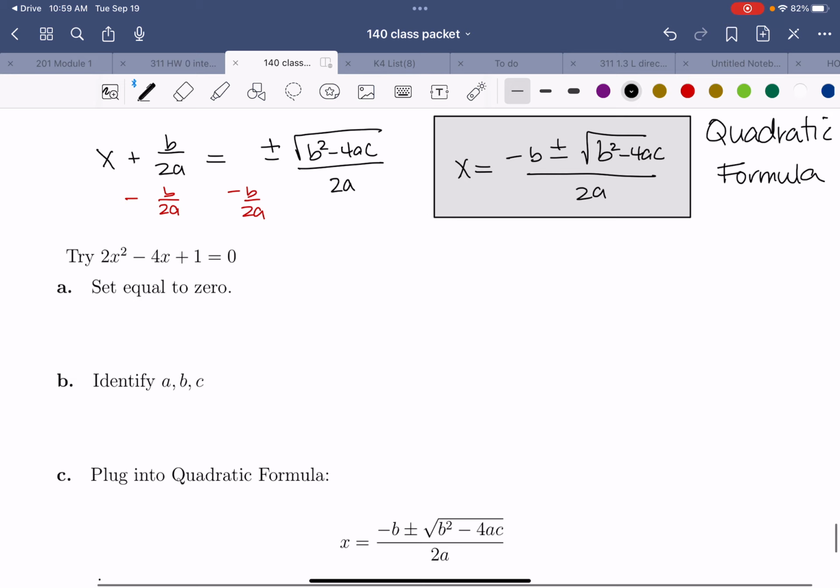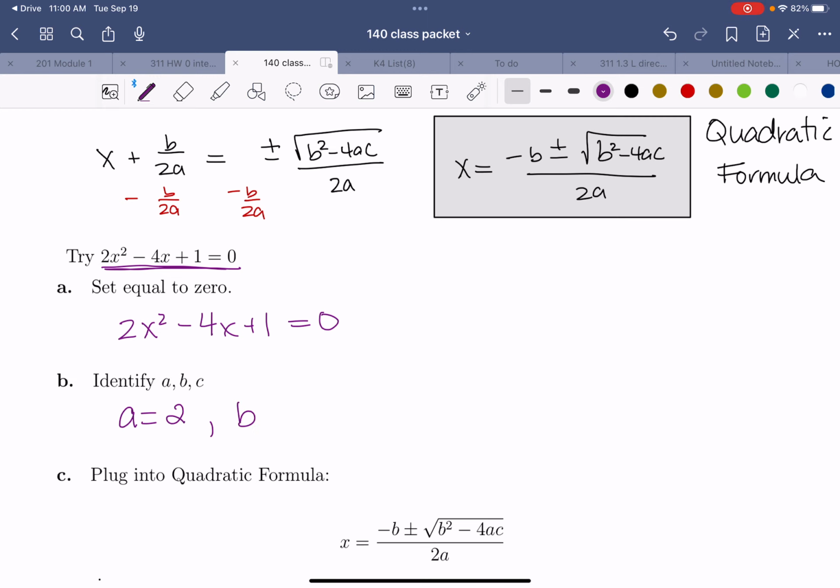So the first thing we're going to do is set equal to 0. And the nice thing about this example right here is that it's already set equal to 0. So 2x squared minus 4x plus 1 equals 0 is already ready to go. Then I need to identify my a, b, and c. Now don't forget to take the sign with you. So my a is the number sitting in front of the x squared, so that's a 2. My b is what's in front of the x, so that's a negative 4. And my c is the constant term, which is 1.